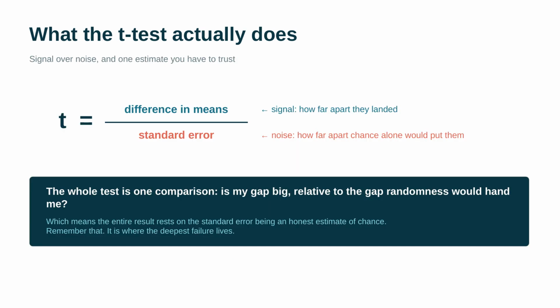Before we break it, let's be precise about what the t-test actually does, because the failures all follow from this structure. The numerator is the signal, how far apart the 2 group means are. The denominator is the noise, the standard error, which is your estimate of how much that difference would bounce around by chance alone. The ratio asks a single question. Is the gap I observed large compared to the gap I would expect from randomness? Everything hinges on the denominator being a trustworthy estimate of chance. Hold on to that. It is where the deepest failure lies.